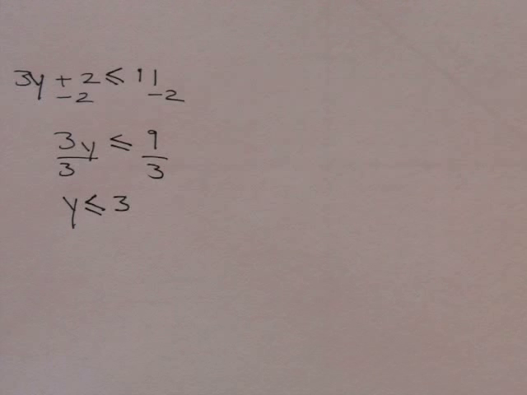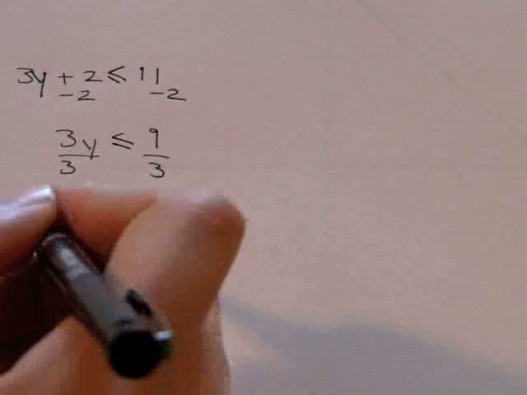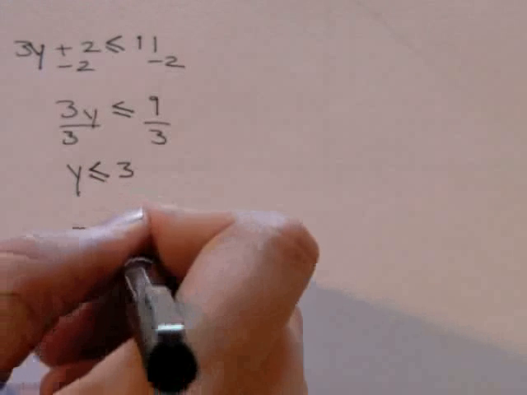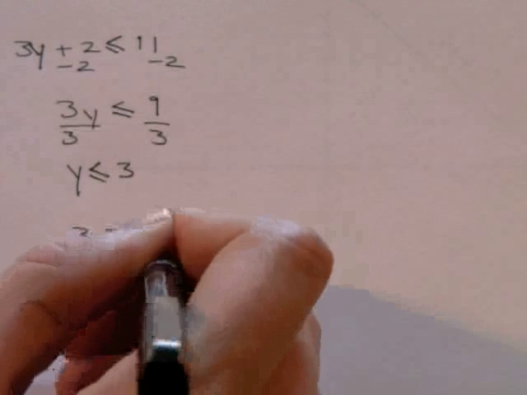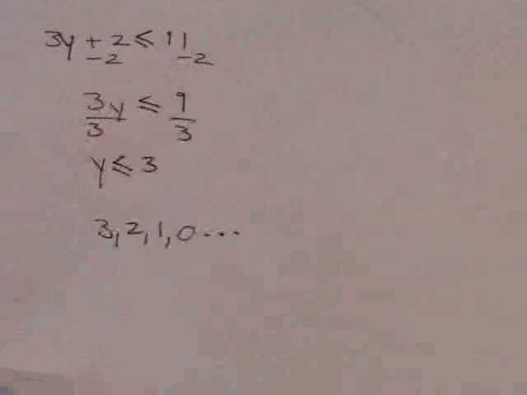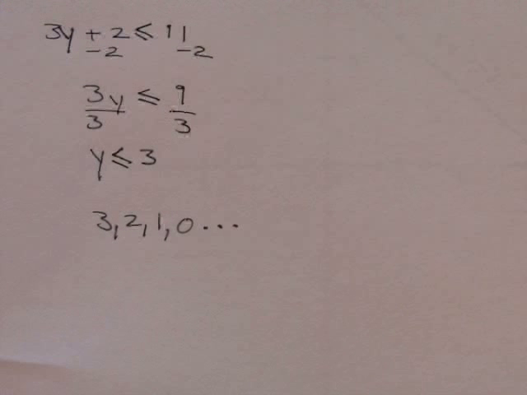So we would write 3, 2, and just list it on down. Then you can just put an ellipsis or dots to show that it's going down. These are all the values of y that will satisfy this inequality.